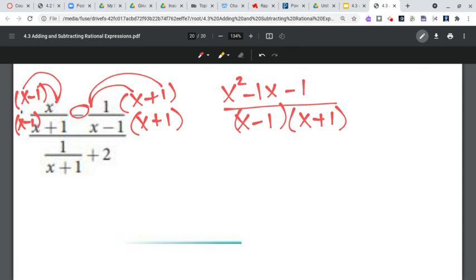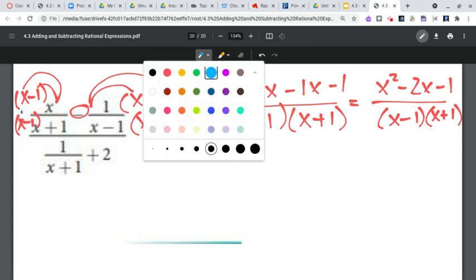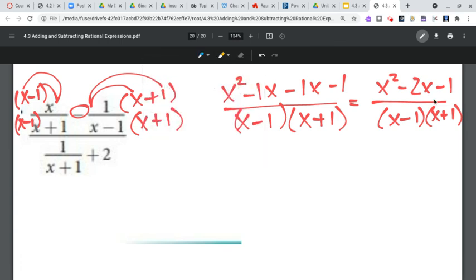Remember, that's a negative 1 because of that minus sign. So negative 1x minus 1, which gives us, combining like terms at the top, x squared minus 2x minus 1 over x minus 1 times x plus 1. Okay, now we've got to worry about the bottom. I'm going to use a different color. At the bottom, this 2 is really over a 1.